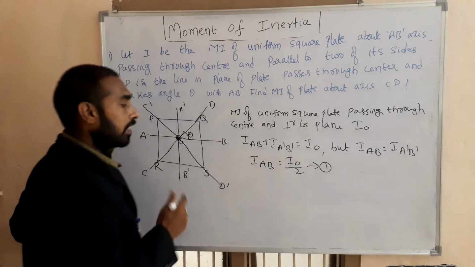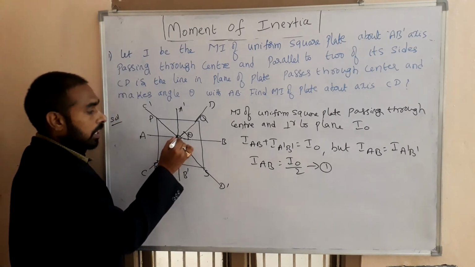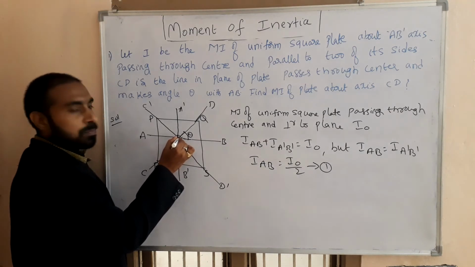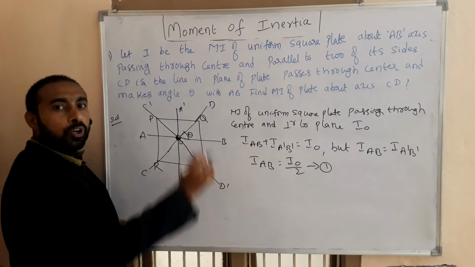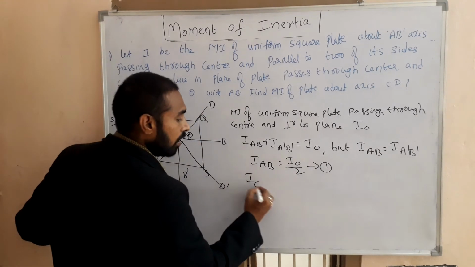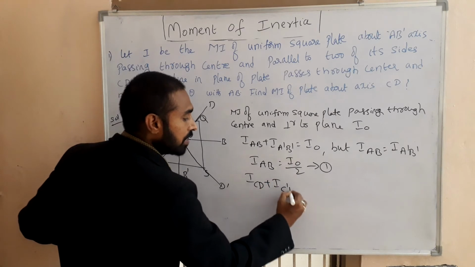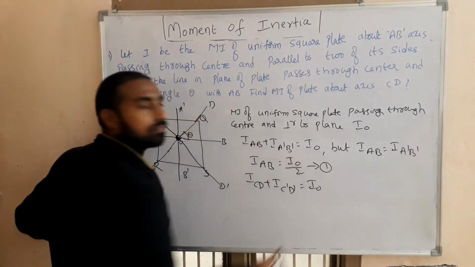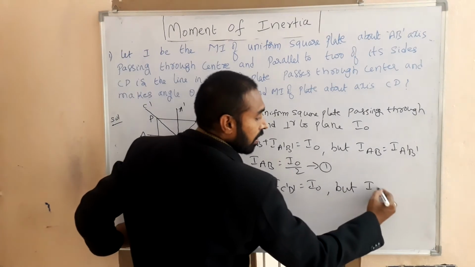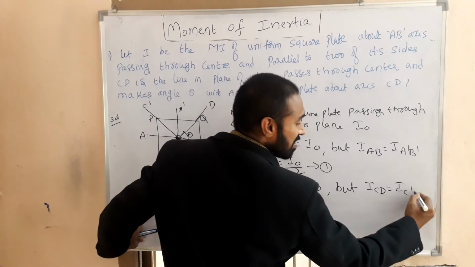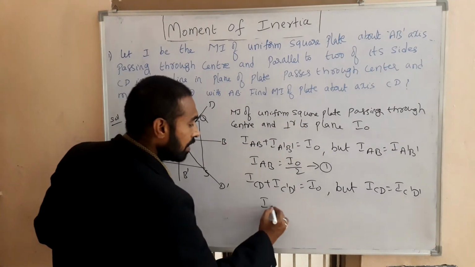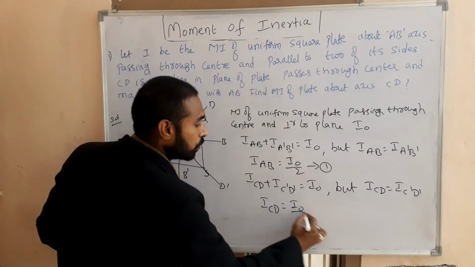Once again the same thing. The moment of inertia about the axis passing through the center and perpendicular to both the CD axis and C dash D dash axis, I_CD plus I_C'D' equal to I naught. But based on symmetry, I_CD equals I_C'D'. So if you substitute the same thing, I will get I_CD equal to I naught by 2.